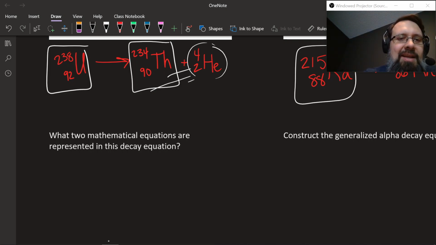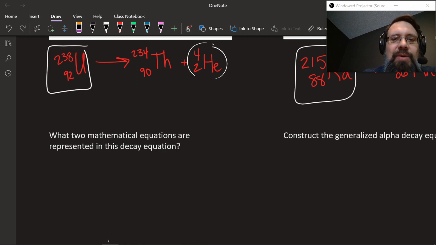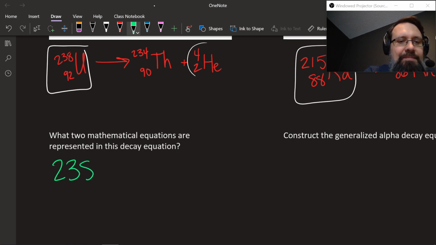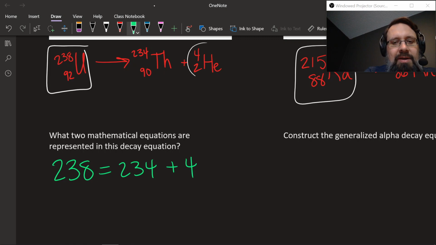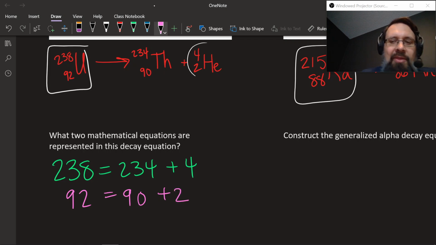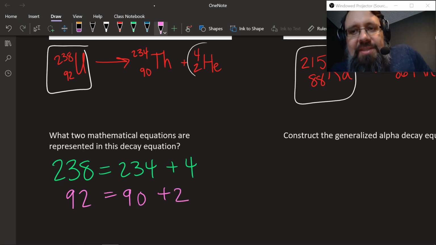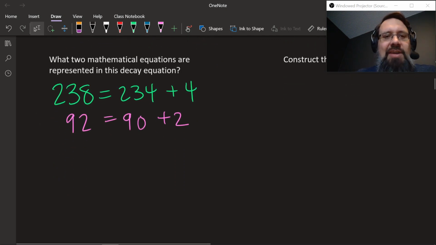So you'll notice that what happens is you actually have 2 equations here, and they're conservation equations. So I'll write them down. We have 238 is equal to 234 plus 4. And the second equation on the bottom is 92 equals 90 plus 2. The reason why physicists write it this way is because each of these equations is actually a conservation equation.